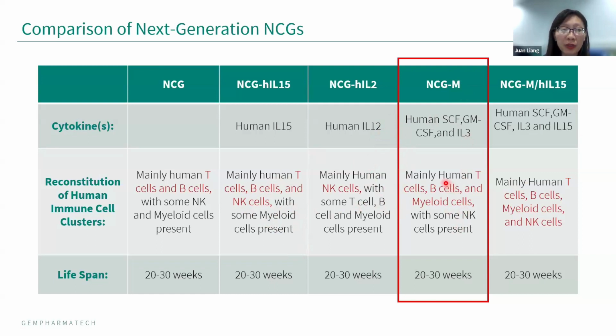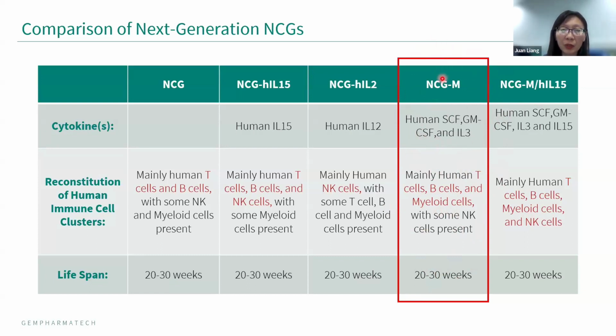Today I would like to share some data about the NCGM mouse strain. In this mouse strain, we express SCF, GM-CSF, and IL-3. Those human cytokines can help to develop human T cells, B cells, and also myeloid cells in these mice. Since these mice have various human immune cells, we can use these mice as tools to induce autoimmune disease in this model.